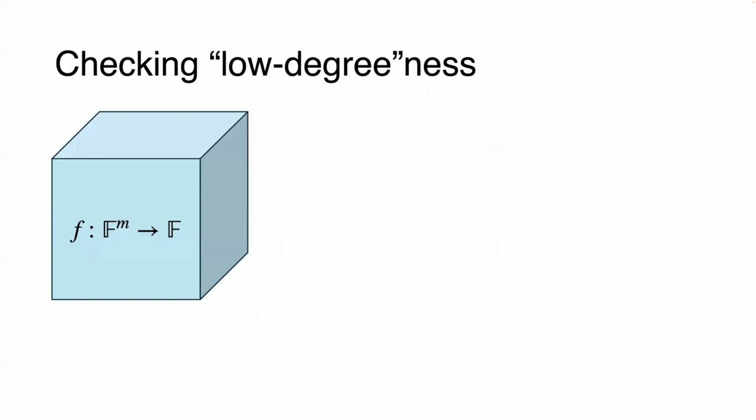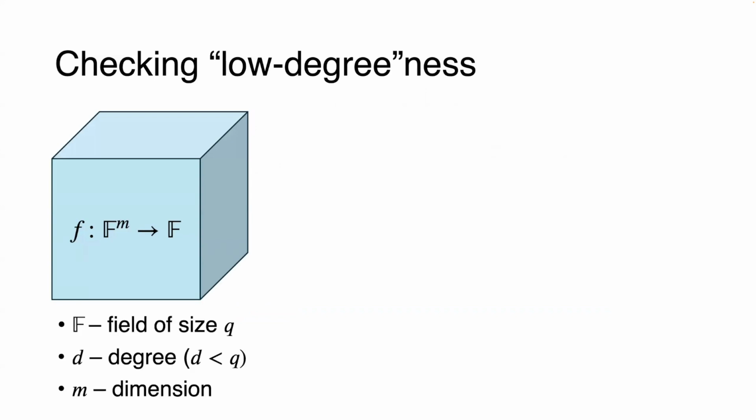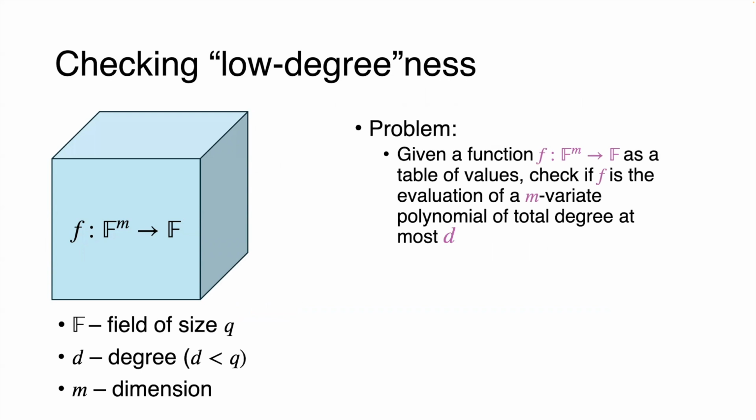The question that we are going to be discussing today is the notion of checking low degreeness of a given function. The setup is that we have a field of size q and a degree parameter d that's smaller than q, with m being the ambient dimension. And we have access to some function from F^m to F that is provided as a table of values. And we want to check if f looks like the evaluation of an m-variate degree d polynomial.